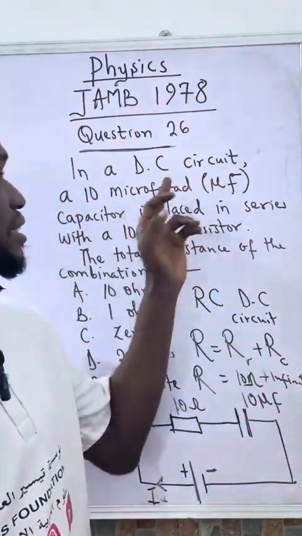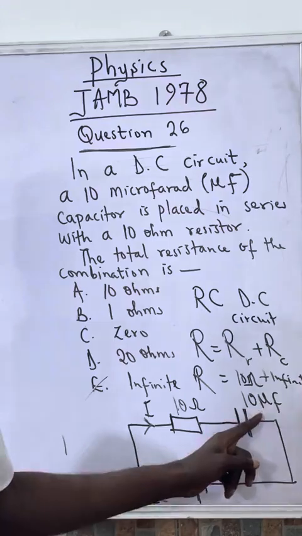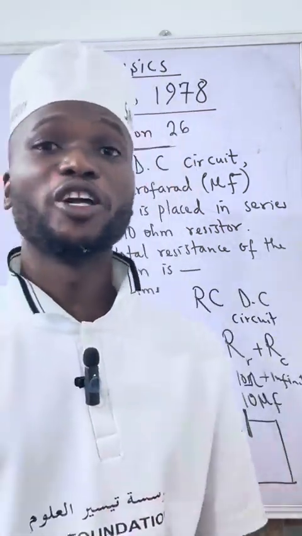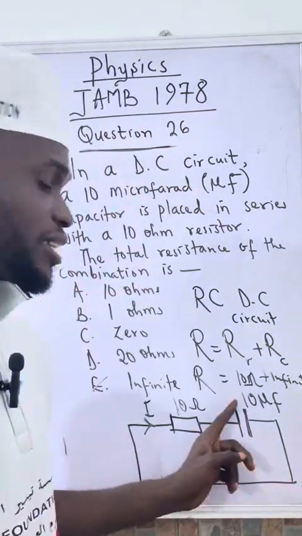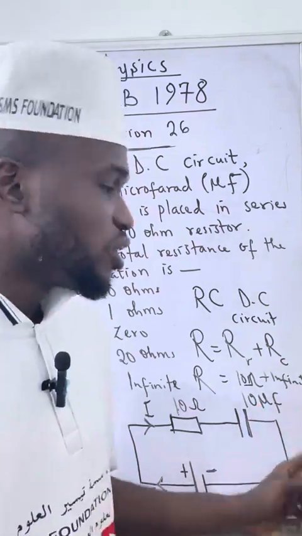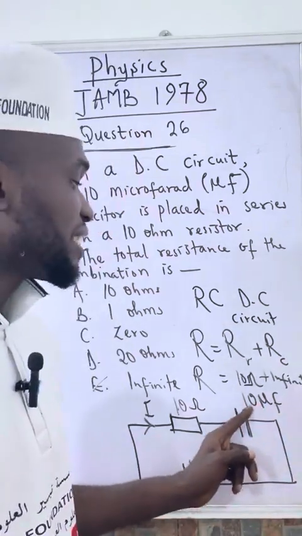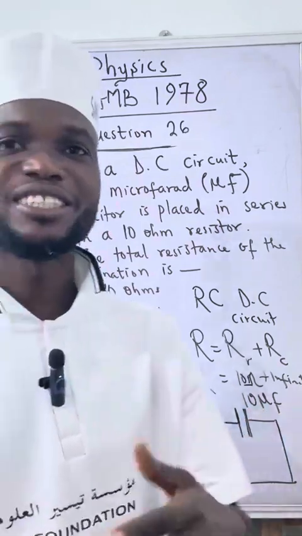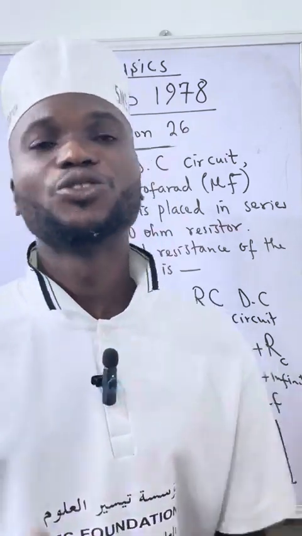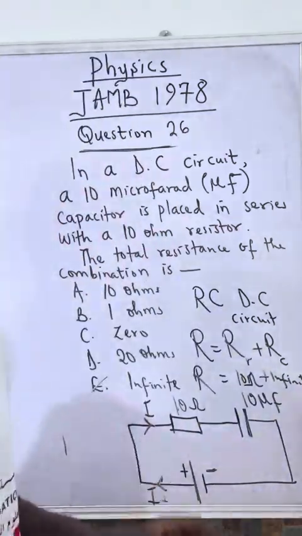But looking at this now, the capacitor has 10 microfarad, so it's already at the steady state because it has been connected for a long time. Because if it were not, the capacitance would be 0. Since it has been charged to 10 microfarad, that means it has been connected for a long time and it is at a steady state. So in that regard, the opposition will be infinite.